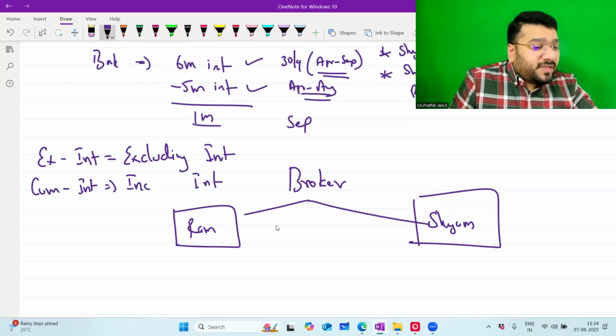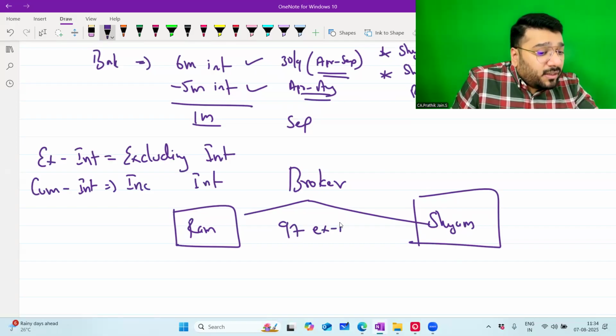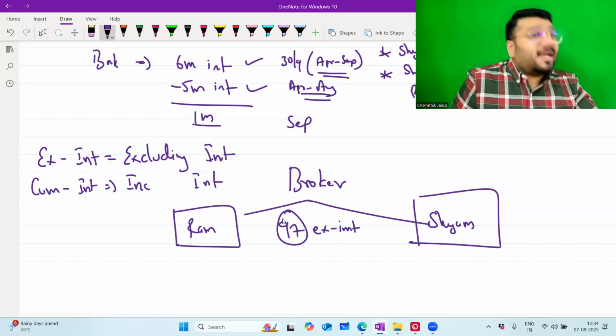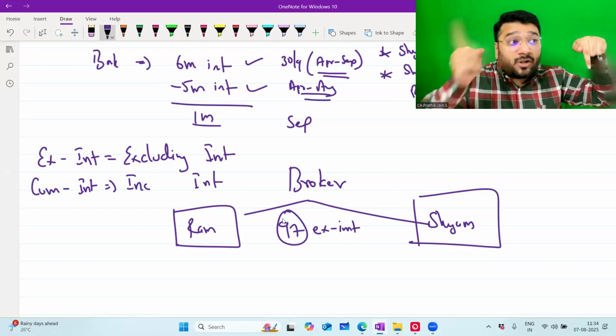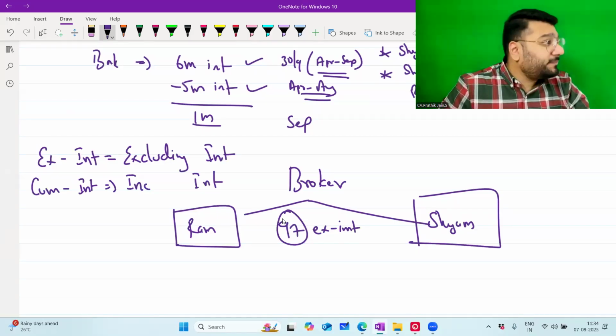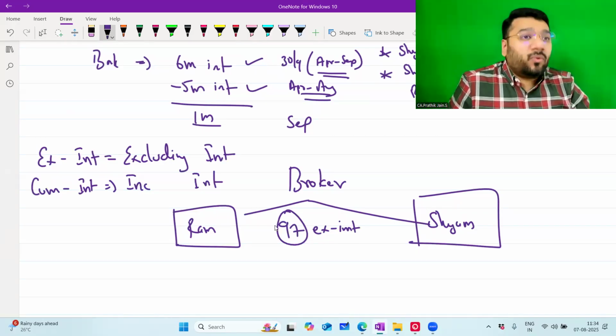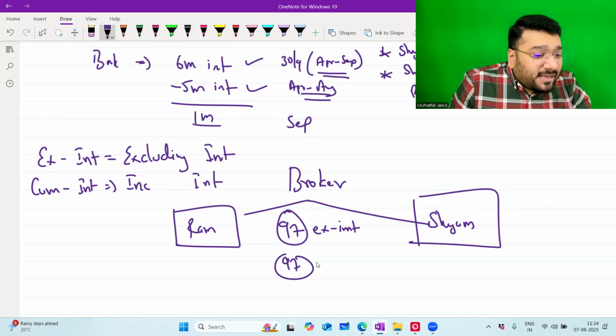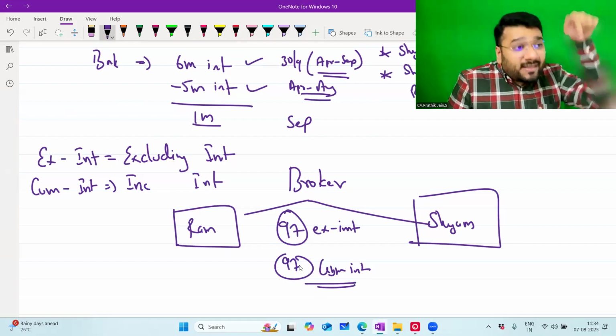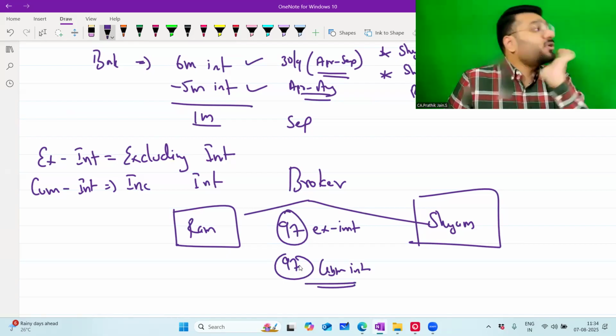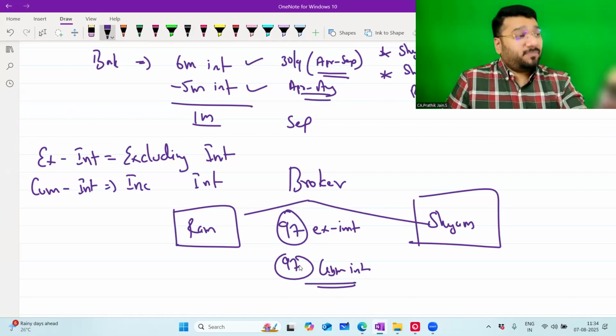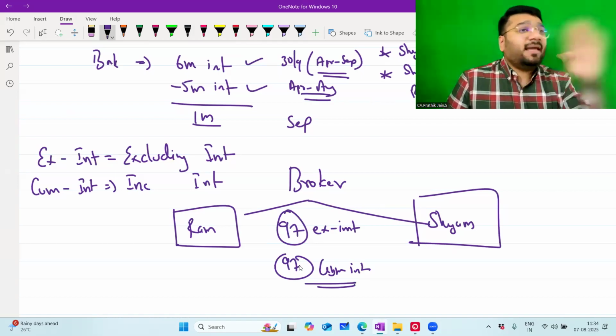So here, if they say the value per bond is 97, ex interest means what? In this 97 rupees, the interest component is not factored in, it's not calculated in. Okay, not okay. If they say 97 is cum interest, in this 97, the interest element is already factored in. It has already been included. Everything I'll explain.